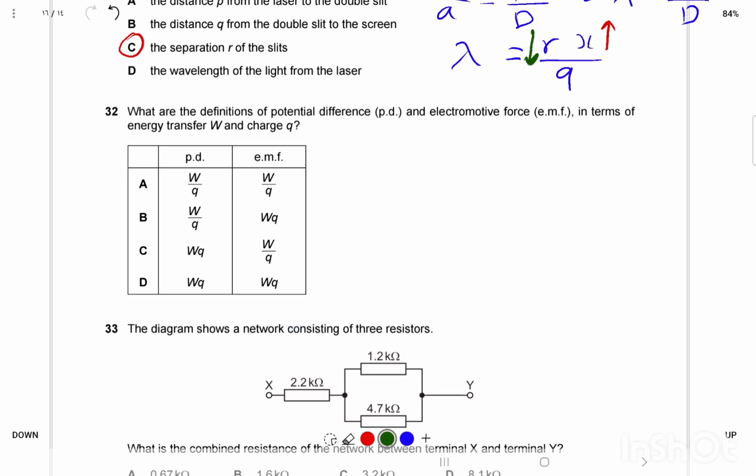Question number 32. What are the definitions of potential difference PD and electromotive force EMF in terms of energy transfer W and charge Q? We know that EMF is energy per unit charge, and PD is also energy per unit charge. So both definitions start the same way. Option A is the correct answer.